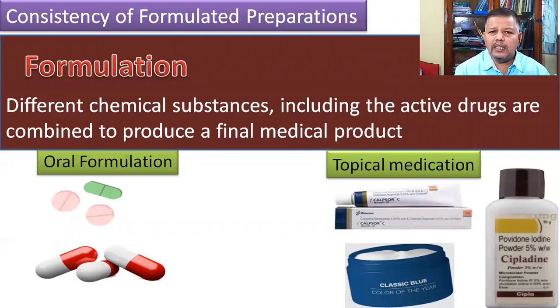Now, under the consistency of the formulated preparation, in the formulation different chemical substances, including the active drugs, are combined to produce a final medical product. There are two types of medication products: oral formulations and topical medications. Under oral formulations we include tablets and capsules, and topical medications include creams, powders, and ointments.